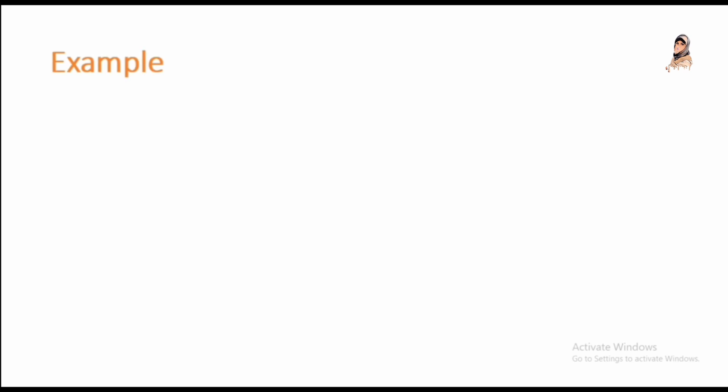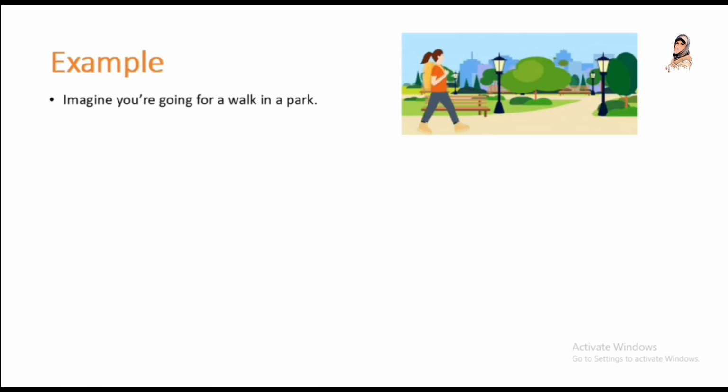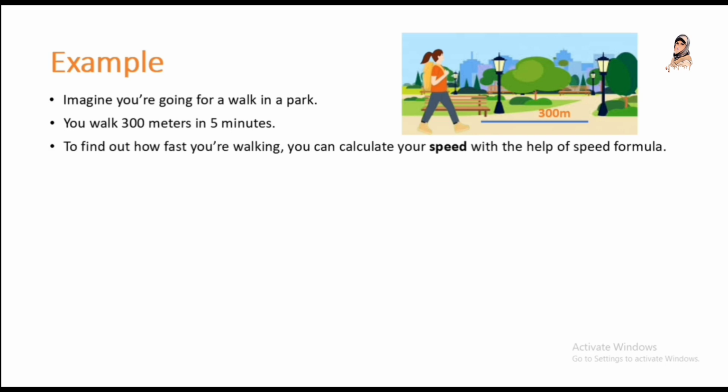Now, let's understand the concept of speed and velocity with the help of an example. Imagine you are going for a walk in a park. You walk 300 meters in 5 minutes. To find out how fast you are walking, you can calculate your speed with the help of the speed formula.